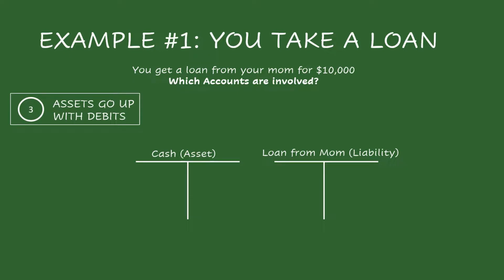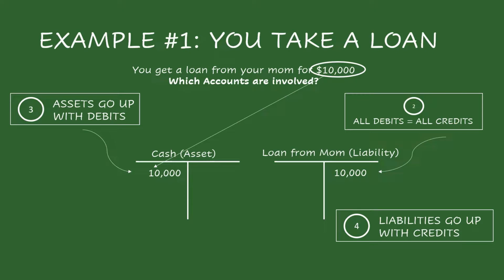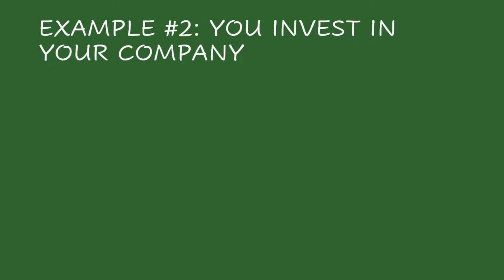Now, we remember our rule that assets go up with debits. And in this transaction, your cash asset is rising. So we have to give a debit. We put our $10,000 on the debit side of your cash asset. But we also remember a rule that all debits must equal all credits. And right now, our debits equal $10,000 and our credits equal 0. So we have to take that $10,000 and put it on the credit side of the loan from mom on that liability. So from here, we can kind of figure out another rule, a fourth rule, that liabilities go up with credits.